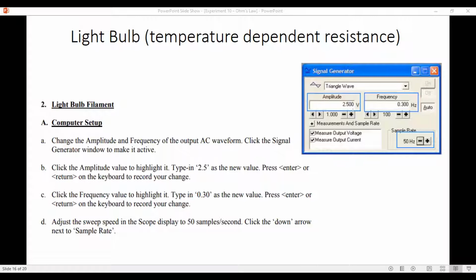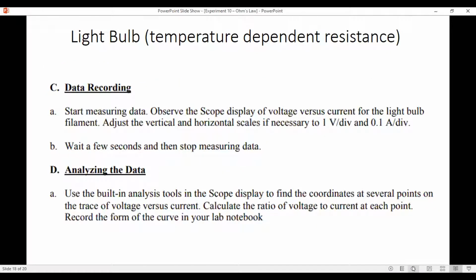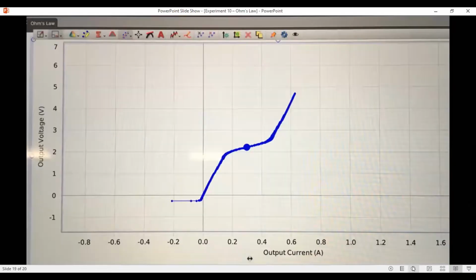Okay, so what does it look like? Well, for different frequencies, I will get a different amount of hysteresis. I slowed mine down so much that I really didn't have much hysteresis at all. But again, I hooked the light bulb up with these jumper wires and ran the experiment so the light would slowly increase and then slowly decrease. And I got something that looks like this.